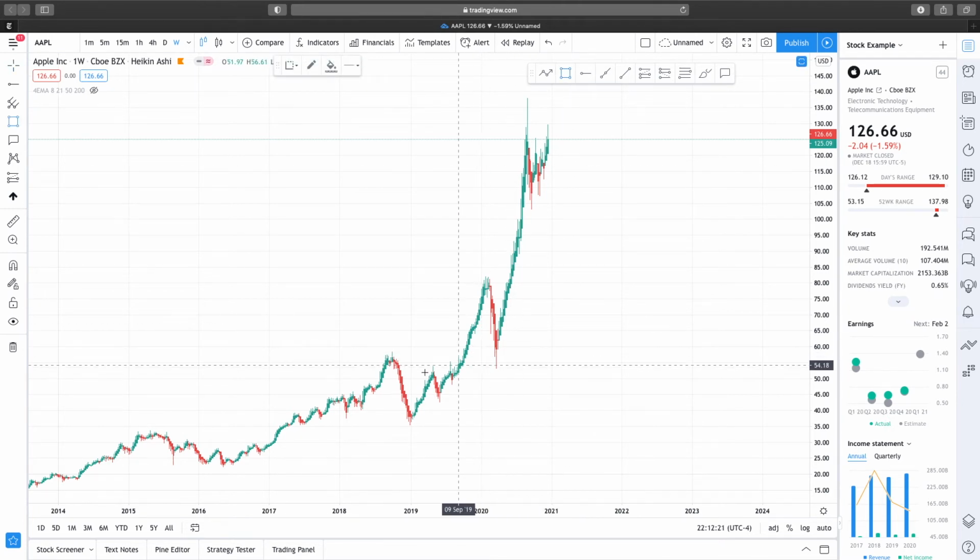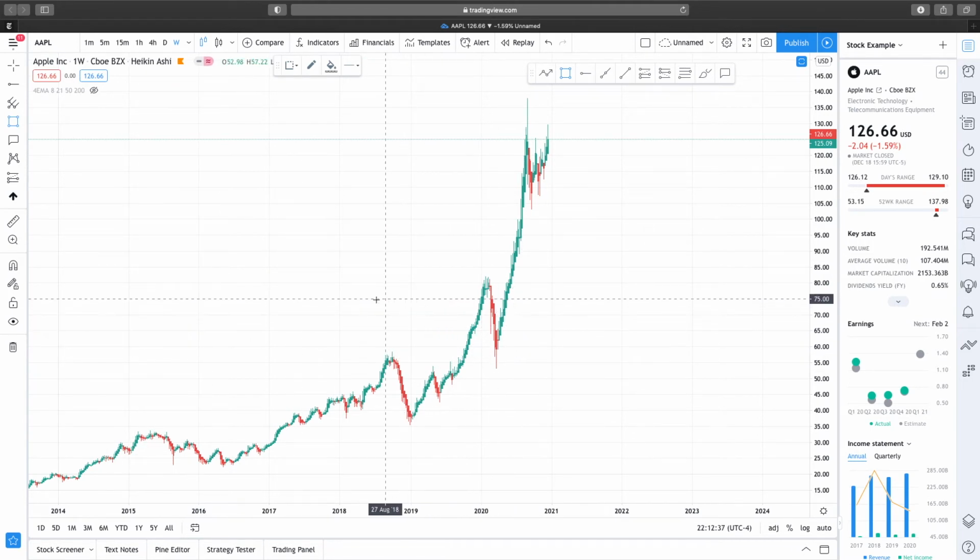Now that we've covered the basics of identifying key support and resistance levels and supply and demand zones, I'm going to go ahead and analyze a few stock charts just so that we can apply the principles that we've learned. So now I'm taking a look at the Apple chart on the weekly time frame, and I'm going to be putting in the key levels that I'm looking at in terms of supply and demand.